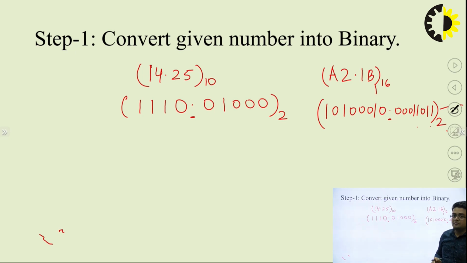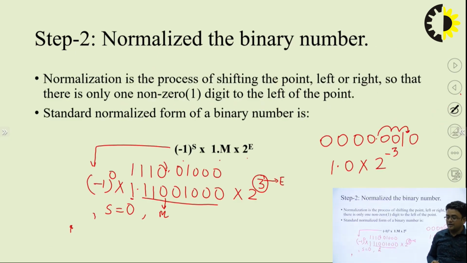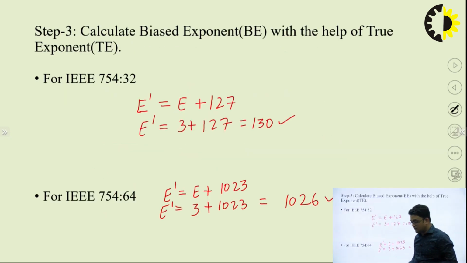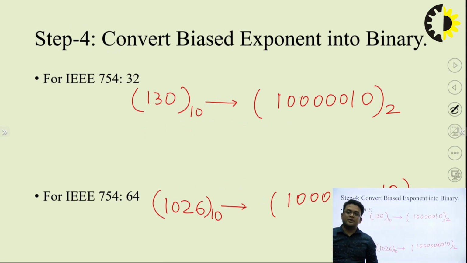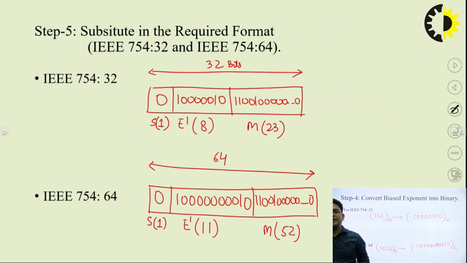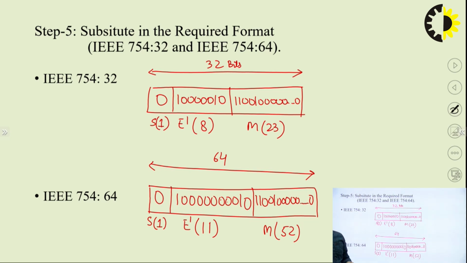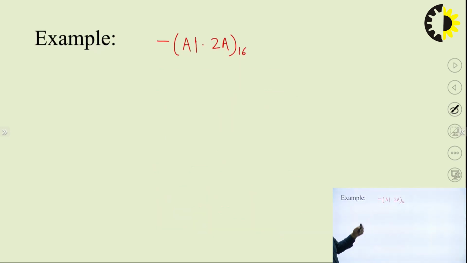Like we have to convert the number into binary form, then we need to find the normalized binary number, then calculate the biased exponent, then calculate the binary number for our biased component, and finally represent the number in the desired format, right? So now this is my number.